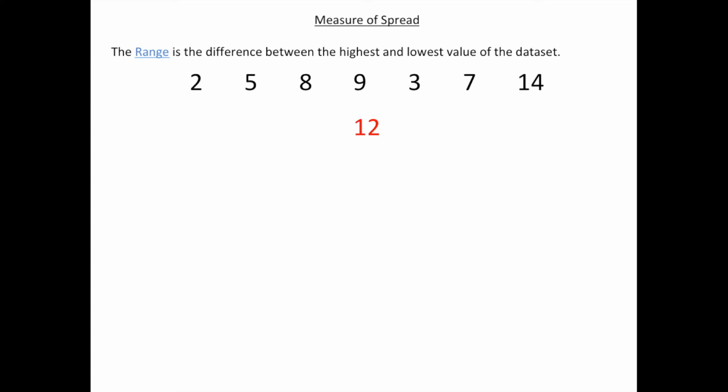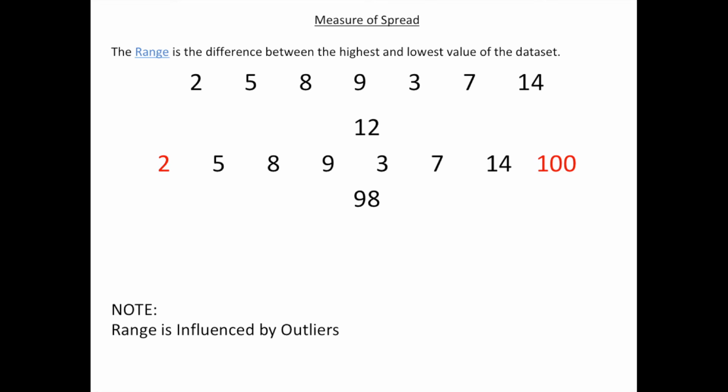Now, one thing to note when discussing the range, let's say we have an outlier in our data set. The new highest and lowest value would be 102. And so if you subtract these two values, we now have a range of 98. Because of this, we just want to note that the range is heavily influenced by outliers, and so it's not a common technique or a common statistic that we use when describing the spread.